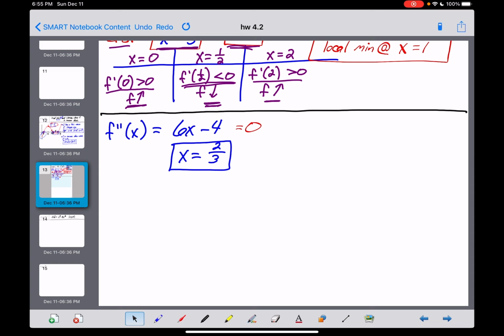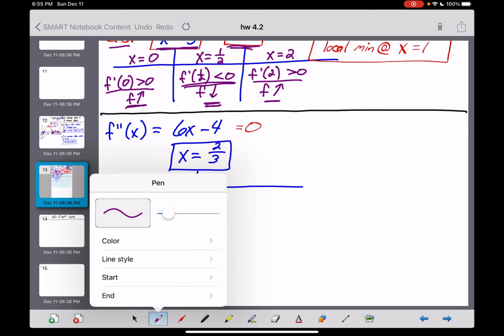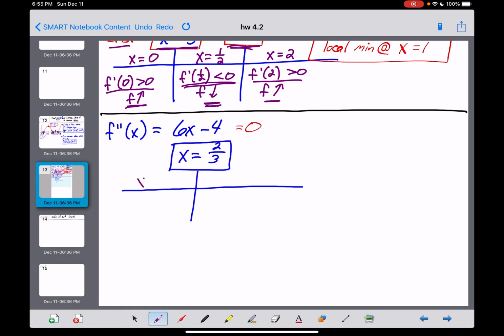Let's see what's going on at x equals 2/3. What we have right here is a spot where our second derivative is equal to 0. Right now, this is a potential point of inflection, but we probably shouldn't assume, although I have a feeling this is going to work out just fine. All right, let's pick an x value less than 2/3. How about 0? Greater than 2/3? How about 1? And if I'm trying to learn something about concavity, I go to the second derivative now.